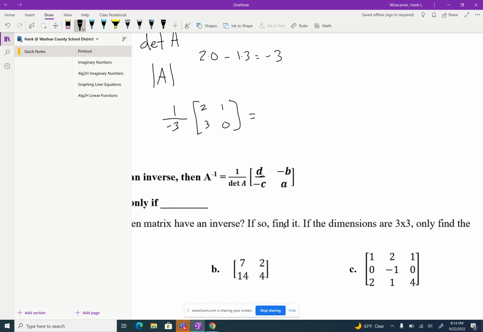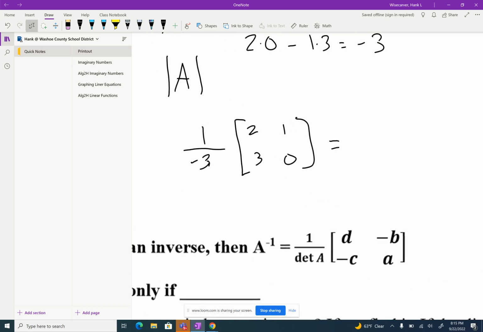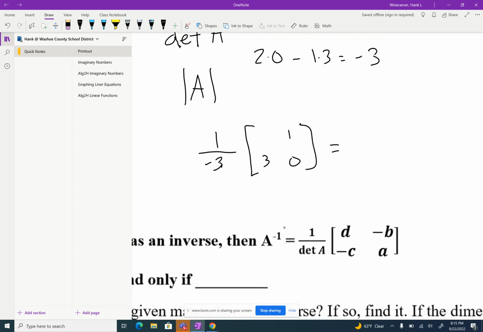So normally it's A, B, C, D, right? If you'll take a look here, the D and the A switch spots, and then the B and C are now opposite signs. So if it was negative, it's positive now. If it was positive, it's negative now. So let me do this the right way. The 2 will actually be a 0. The 0 will become 2. The 3 will be negative, and the 1 will be negative.